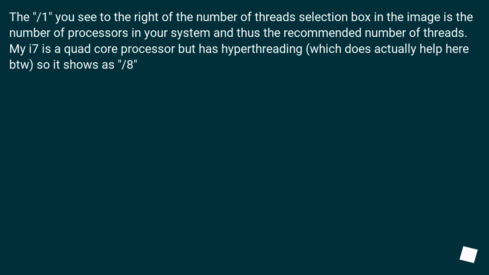The /1 you see to the right of the number of threads selection box in the image is the number of processors in your system and thus the recommended number of threads. My i7 is a quad-core processor but has hyper-threading, which does actually help here, by the way, so it shows a /8.